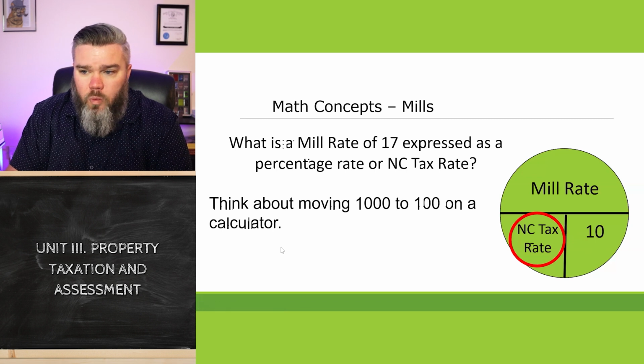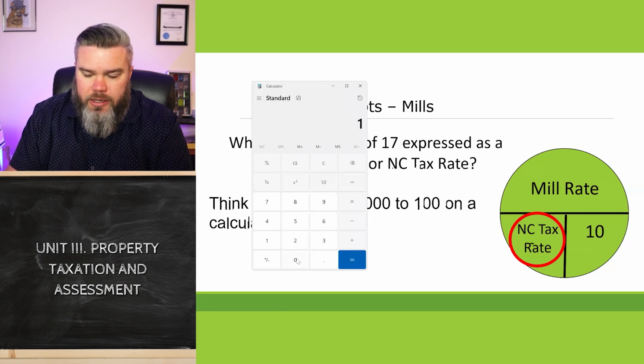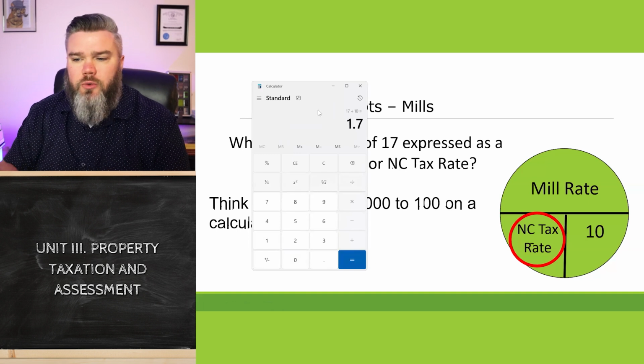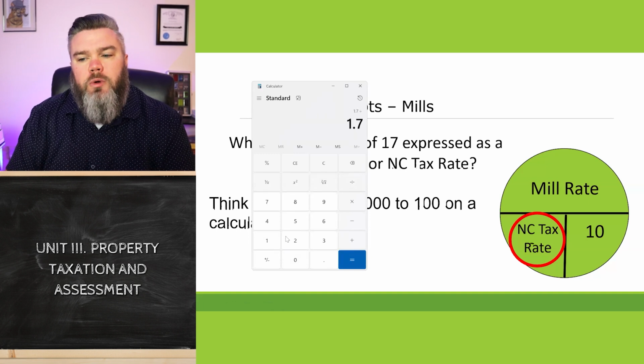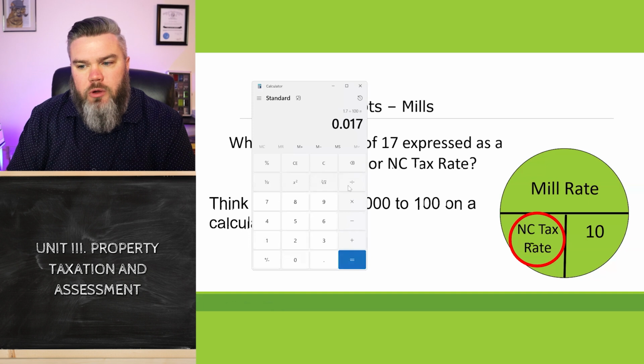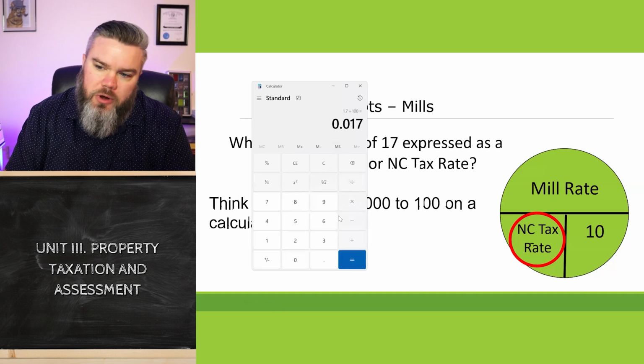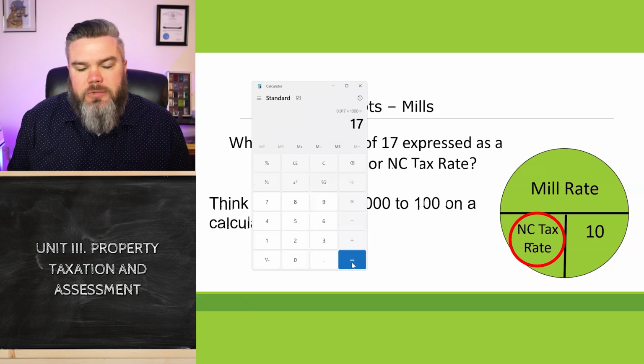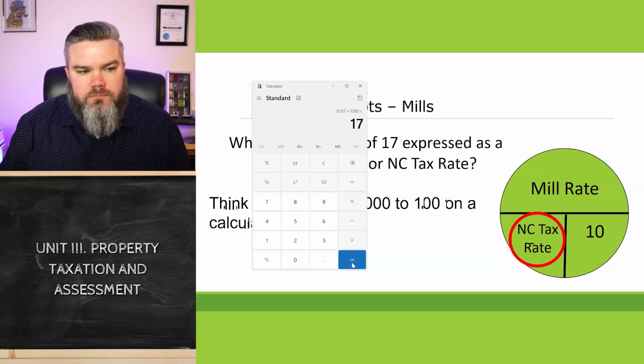Because 1,000 in a calculator divided by 10 is 100. So 17 mills divided by 10 converted it to a per 100 rate. And then yet again, this per 100 rate can be divided by 100 to convert it to a per dollar rate. And then your per dollar rate can be multiplied by 1,000 to convert it back to a mill rate. This way, that way, this way, that way.